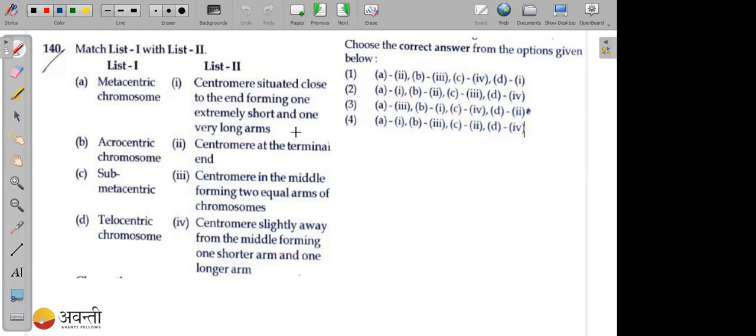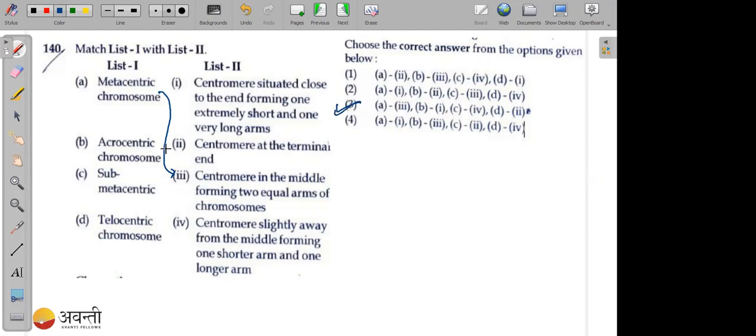ठीक है, मेटासेंट्रिक क्रोमोसोम का मतलब क्या होता है? So, centromere in the middle forming two equal arms, that thing is known as the metacentric chromosome. So here you can see A means 3, कहां पर है? That is option 3. And is it only option 3? ठीक है, so option 3 is the answer, but check other things also.